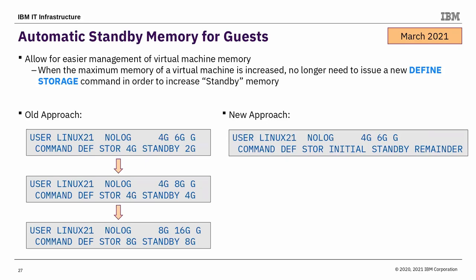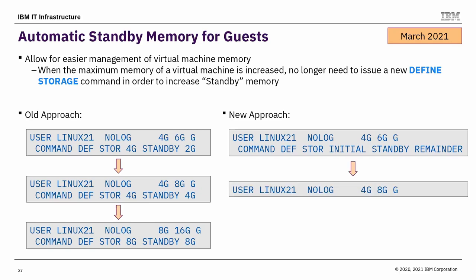the defined storage command. And now when you use the keyword initial, what it means is the value of the store value, 4 gig here for the virtual machine. And when you use the keyword remainder, it means use the value of the max store for the virtual machine. So you put that text in, command F store initial standby remainder, and then you leave the text alone.